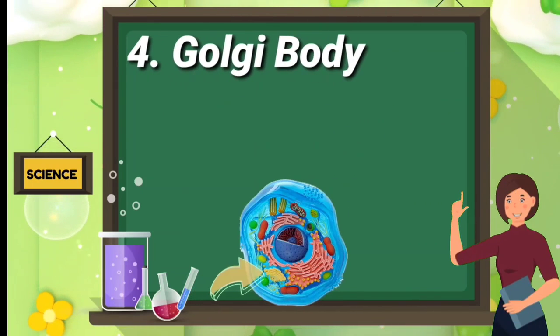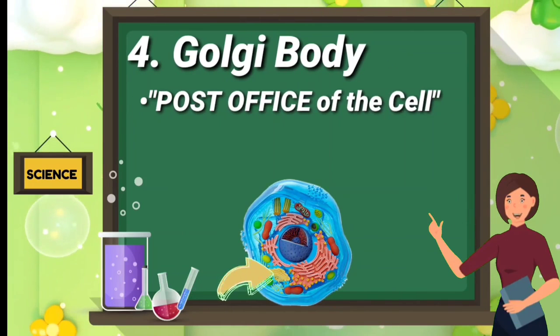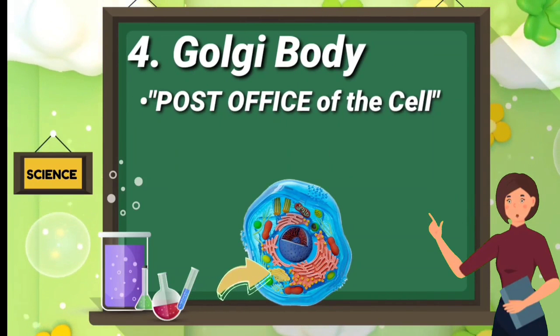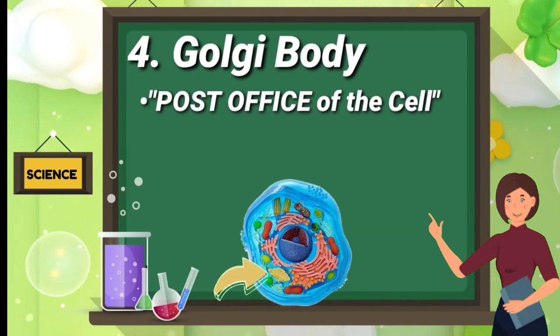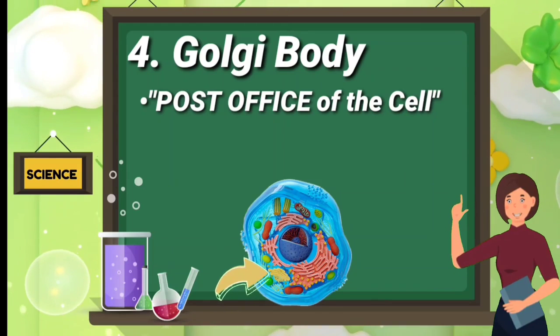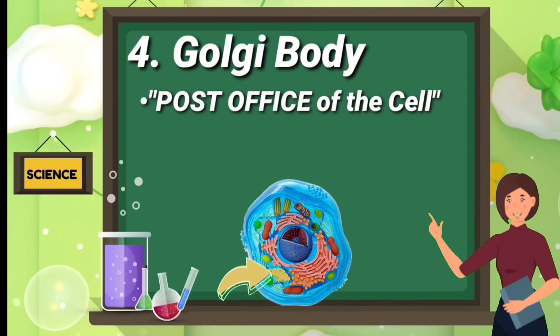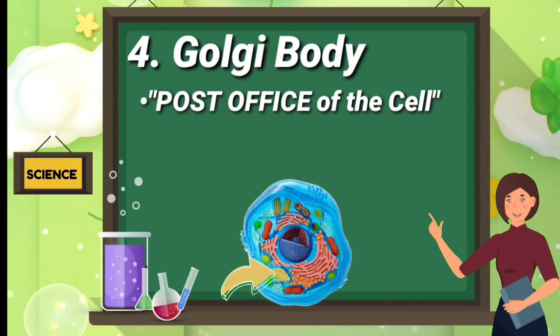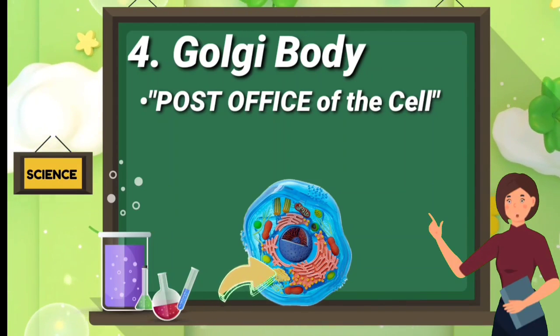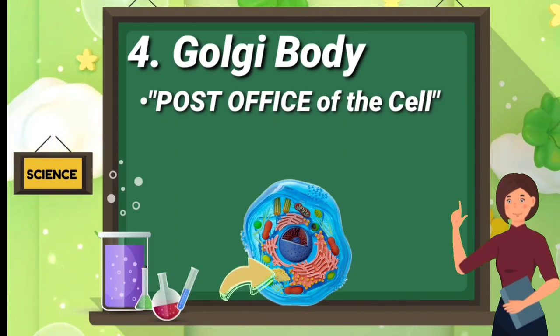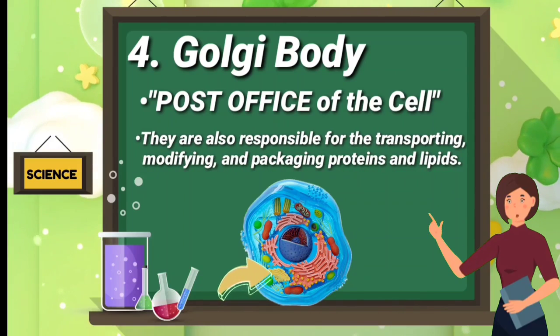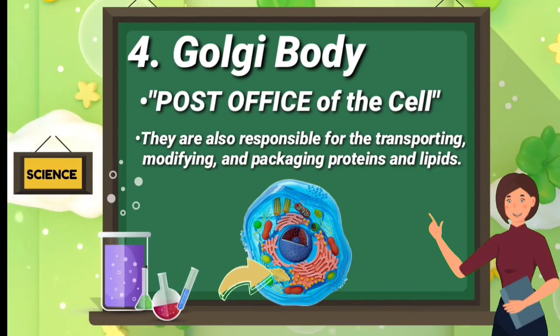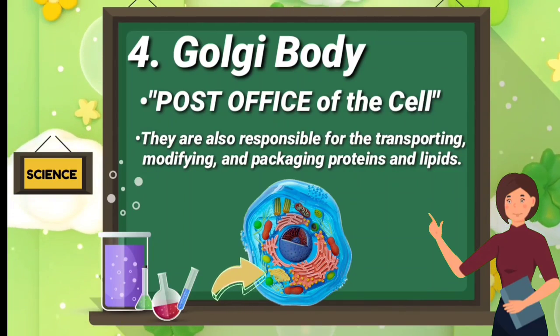Golgi body is known as the post office of the cell. It processes, sorts, and delivers proteins. It gets proteins and other newly created materials from the endoplasmic reticulum, packages them, and sends the materials to other parts of the cell. They are also responsible for the transporting, modifying, and packaging proteins and lipids.